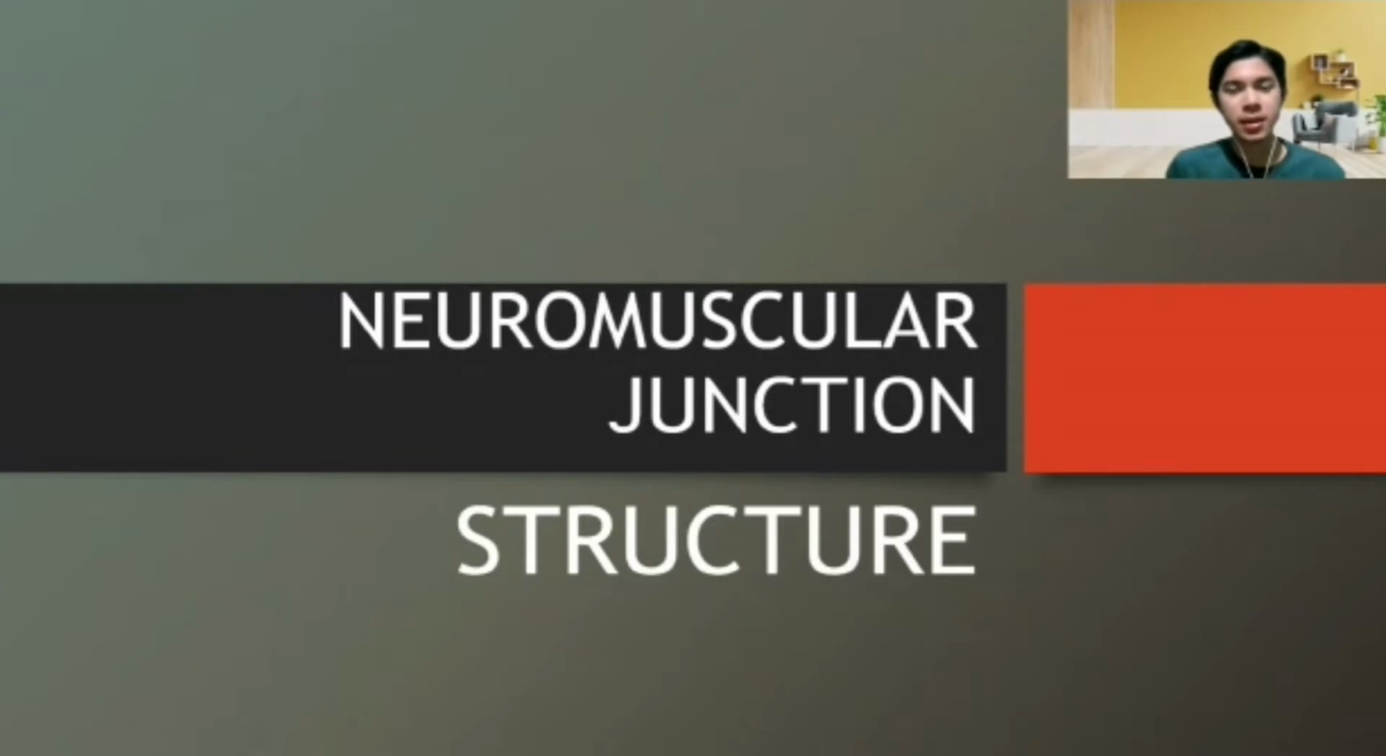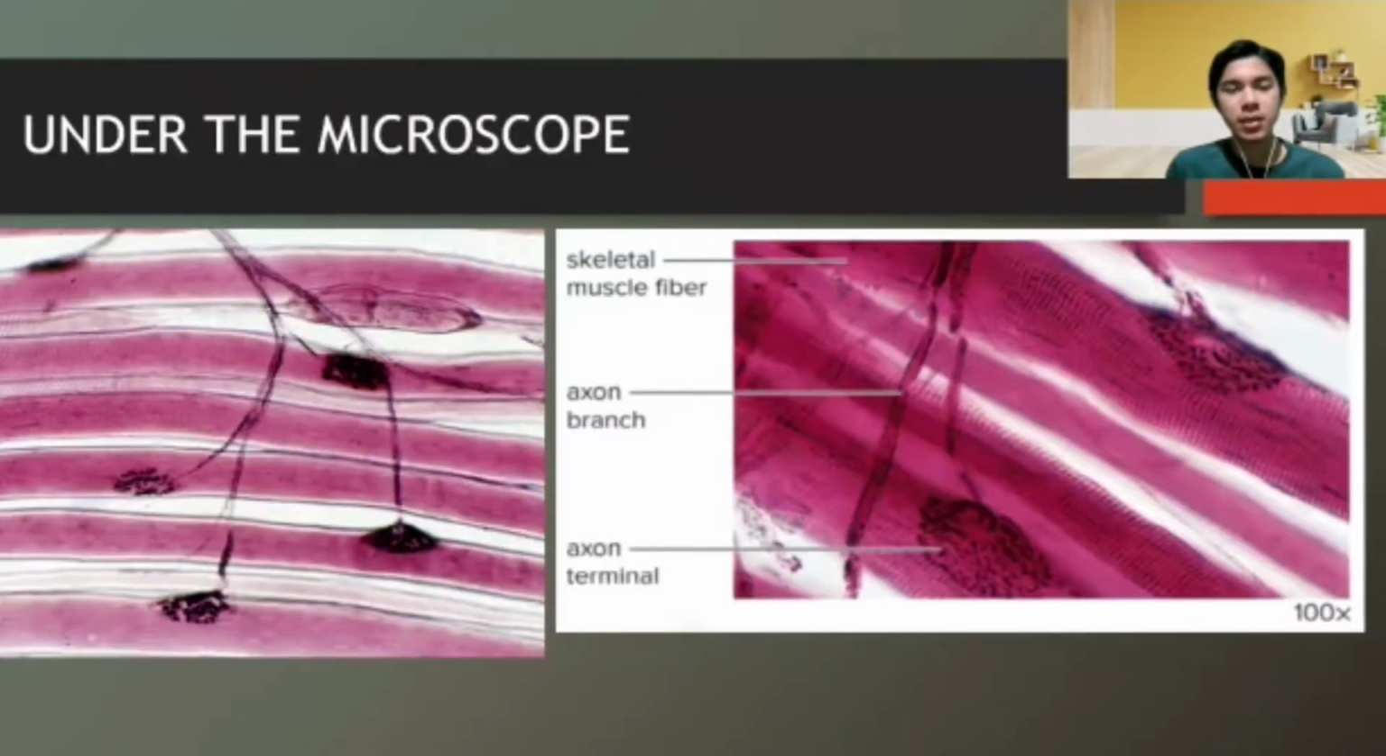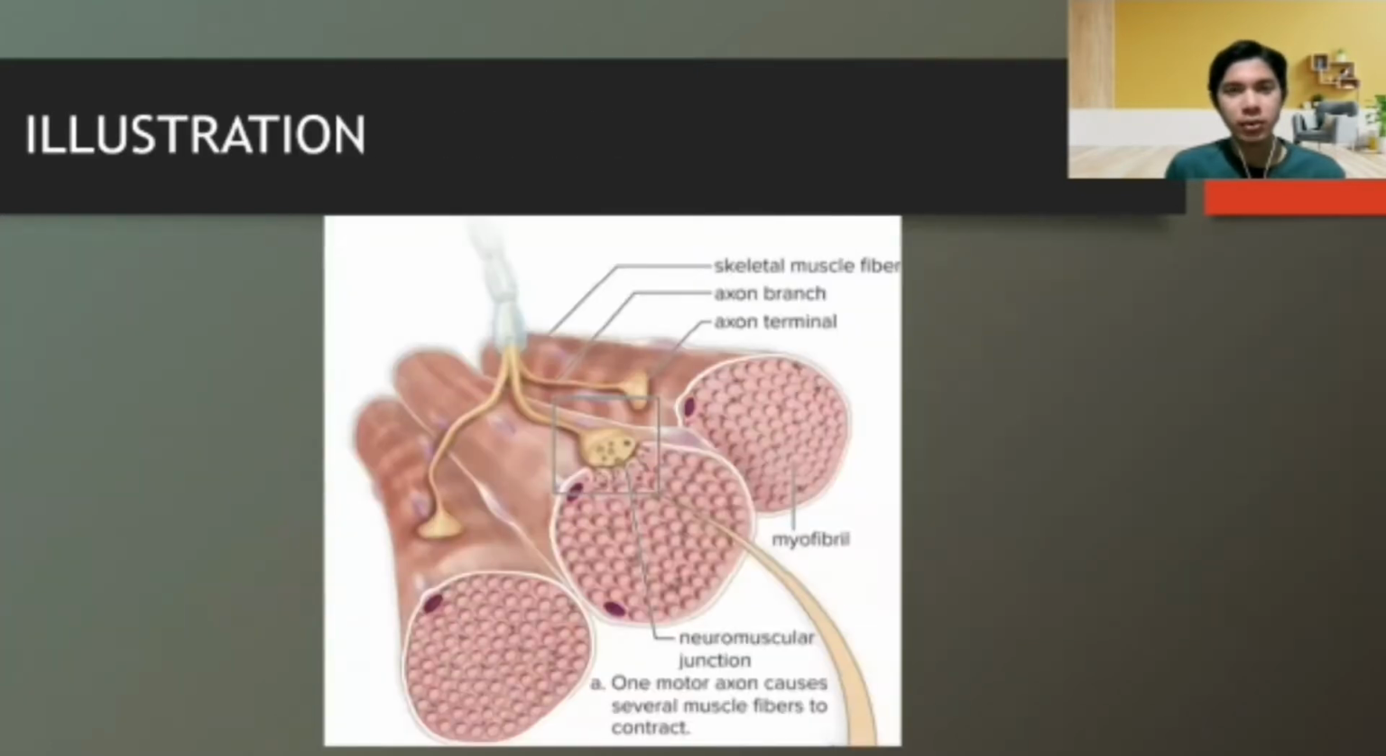Assalamualaikum, my name is Amar and I will be talking about the structure, or the components, of the neuromuscular junction. To begin with, this is the image of the neuromuscular junction under a microscope, and this is the illustration of it. Here we can see the skeletal muscle fiber, axon branch, and also the axon terminal. The myofibril of the muscle cells can be seen here. But we will focus on the neuromuscular junction, which is a specialized synapse between a motor neuron nerve terminal and its muscle fiber.